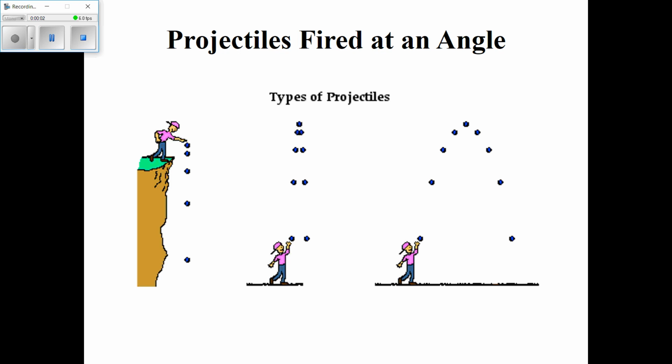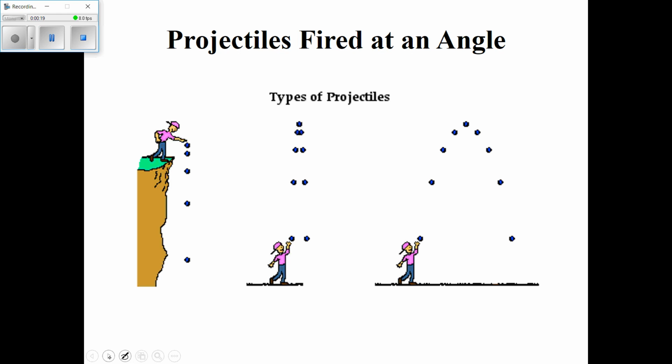Hi guys, today we're going to talk about projectiles fired at an angle. We've already done three types of projectile problems. Free fall, which is the first picture. Vertically fired object is the second picture. We talked about horizontally fired object problems last week. And now we have the last type, which is projectiles fired at an angle.